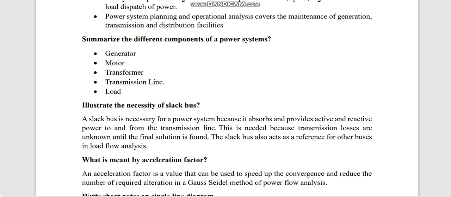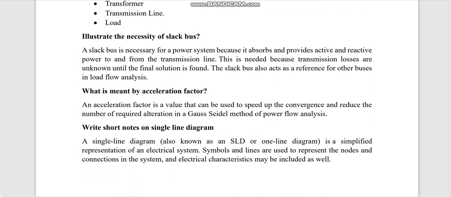Next one, illustrate the necessity of slack bus. We already know what a slack bus is. Here we are asked about the necessity of slack bus. We know that slack bus is an imaginary bus. This bus will supply the transmission losses. This is the main point in this question. If you write this, you will get 2 marks.